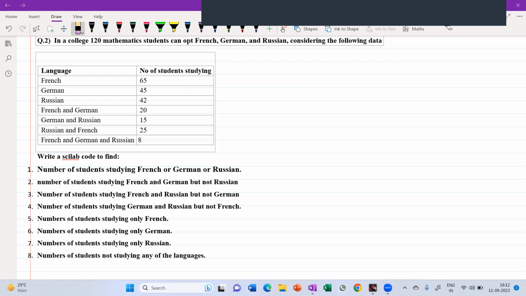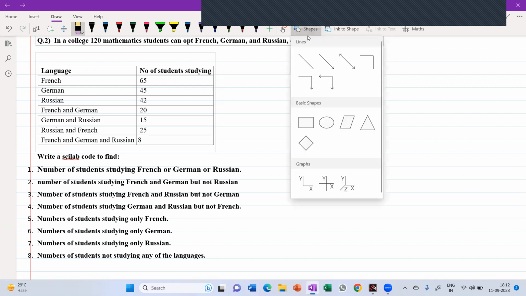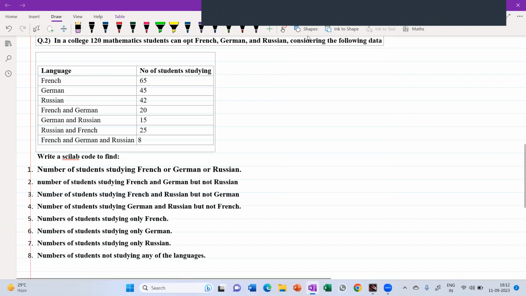So we are going to understand this question through a Venn diagram. Before we see how to write the code in SCILAB, we'll try to answer these questions through a Venn diagram, because a Venn diagram will make us understand how we have to proceed with the coding. Since there are three languages, I'm going to draw 3 circles for it.